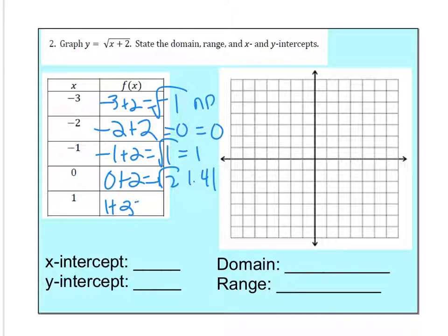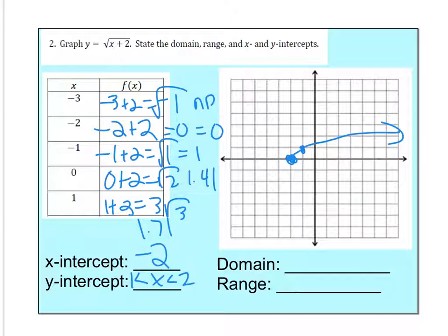And you can kind of see how this is starting to go. 1 plus 2 equals 3. Square root of 3 equals 1.71. So if I go to graph this, at negative 3, I'm not on the graph at all. At negative 2, I'm 0. Negative 1, I'm at 1. And I'm going to kind of look like that. So my x-intercept is going to be at negative 2. My y-intercept is going to be between 1 and 2.